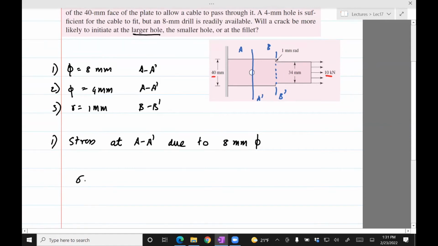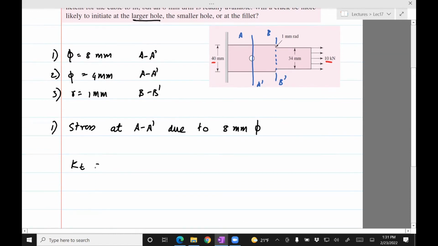Okay, so the stress at A prime due to, I guess, well, let me just write the formula first, it's easier. KT is what we'll use because it's not shear. It's sigma max divided by sigma 0. Sigma max at A prime is going to be KT times sigma 0.